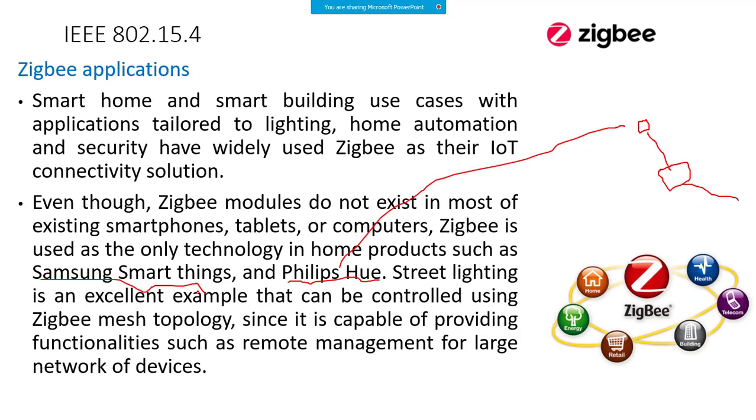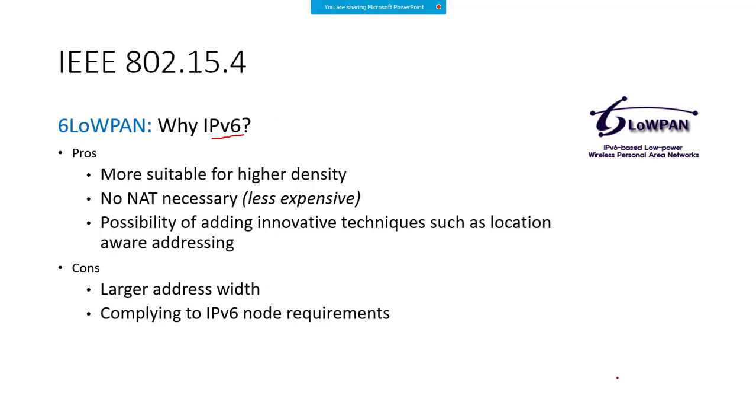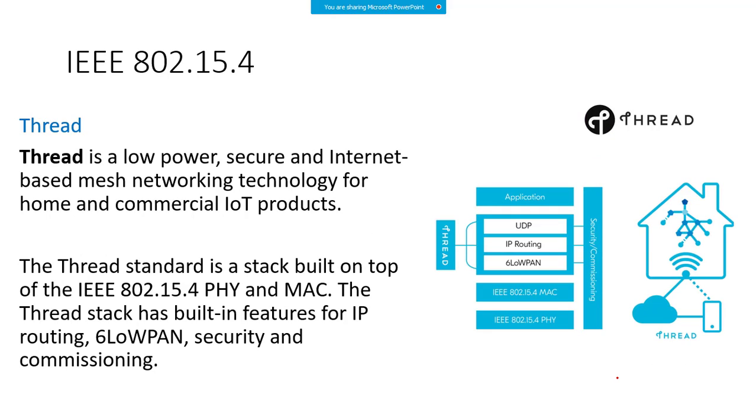Another technology, again, let me call back the same slide. As I said, my underlying technology is going to be the same. On top of that, I could have a Zigbee, I could have a 6LoWPAN, and in a similar fashion, we could have Thread also. Thread is again a low power, secure, and internet based mesh networking technology for home and commercial IoT products. You look here at this diagram.